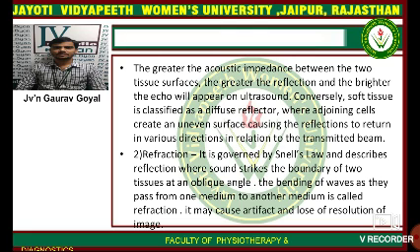The greater the acoustic impedance between the two tissue surfaces, the greater the reflection and the brighter the echo will appear on ultrasound. Conversely, soft tissue is classified as a diffuse reflector, where adjoining cells create an uneven surface, causing the reflection to return in various directions in relation to the transmitted beam.